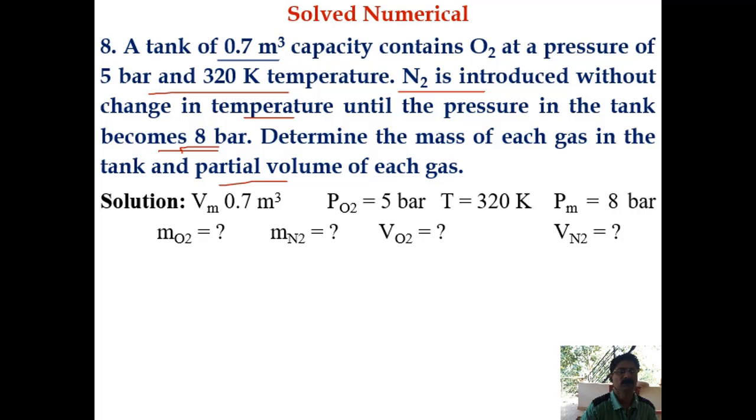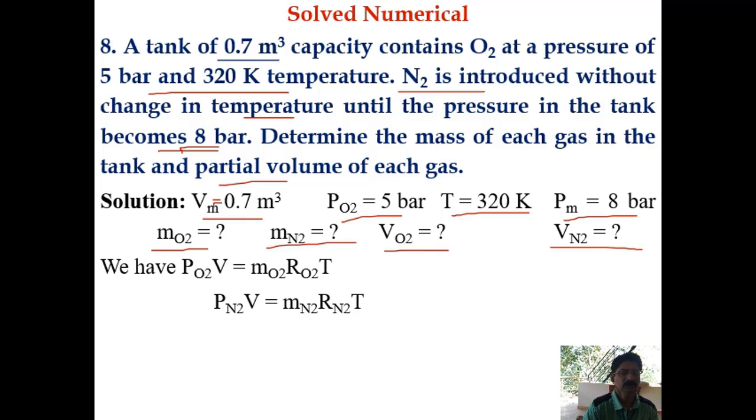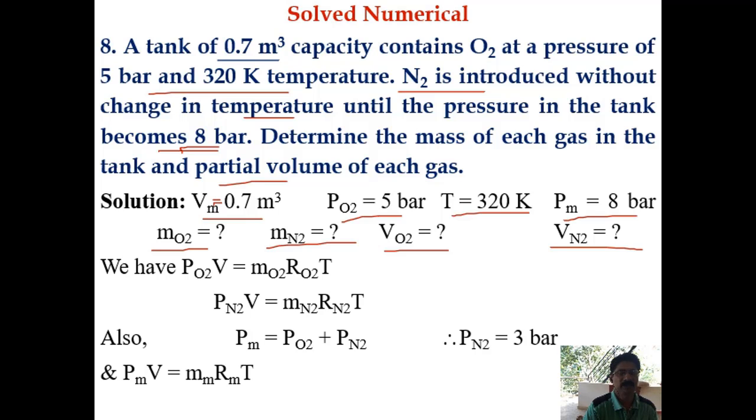Here Vm is equal to 0.7 meter cube. Partial pressure of O2 is 5 bar. Temperature is 320 Kelvin. Total pressure of the mixture is 8 bar. You have to find the mass of O2, mass of N2, volume of O2 and volume of N2. Now we have the state equation: PO2 V is equal to MO2 RO2 into T. Similarly, for nitrogen, PN2 V is equal to MN2 RN2 into T.